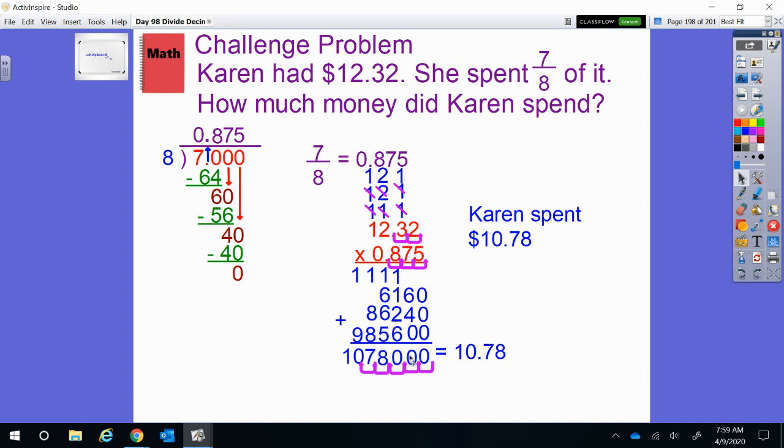They're just placeholders. Dump them. Eliminate them. So it's 1078. 10 and 78 hundredths. Well, you could really read it that way because when you think about dollars and cents, it really is $10 and 78 hundredths of a dollar. But we normally say $10.78. Okay? Good. You guys did a great job working through that challenge problem.